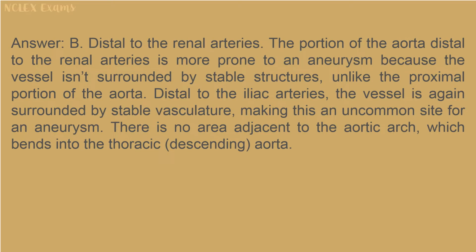Answer: B. Distal to the renal arteries. The portion of the aorta distal to the renal arteries is more prone to an aneurysm because the vessel isn't surrounded by stable structures, unlike the proximal portion of the aorta. Distal to the iliac arteries, the vessel is again surrounded by stable vasculature, making this an uncommon site for an aneurysm. There is no area adjacent to the aortic arch, which bends into the thoracic descending aorta.